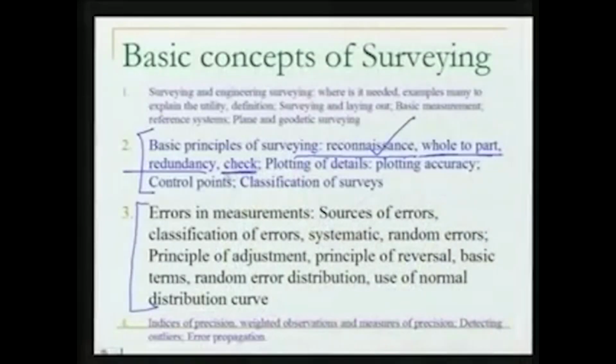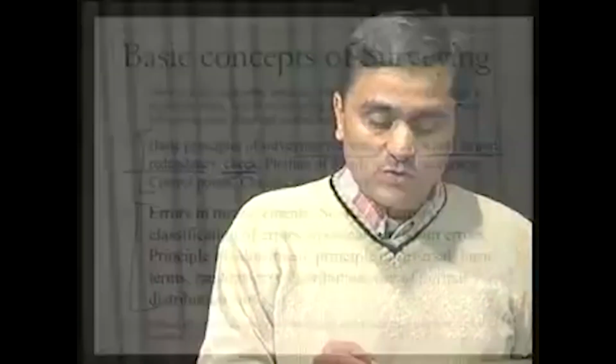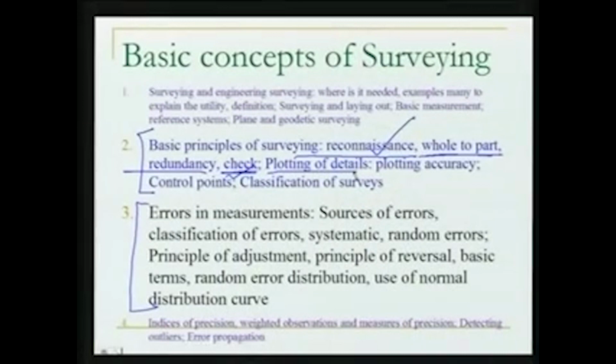Then we also talked about the check. We should have some observations which are not used in our general plotting work, but these observations we will use later on at the end of this final map. When the map is produced, when the final results are there with us, we want to check those results. So we should have something called a check. Then we are talking about plotting of the details.